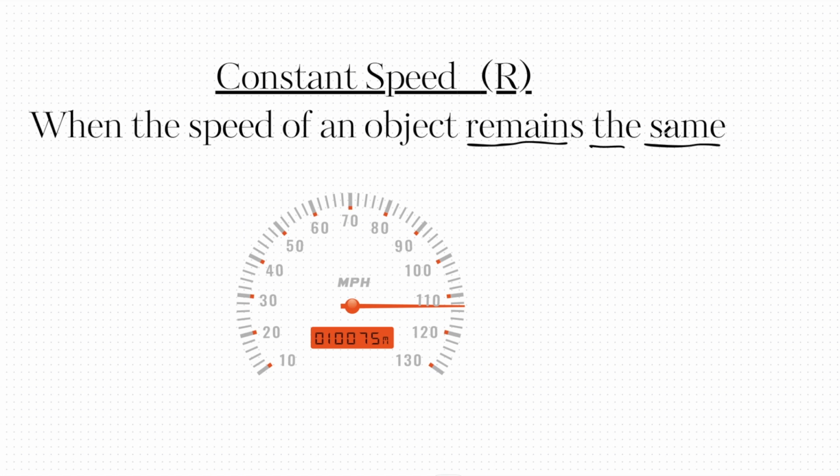Imagine a car driving exactly 70 miles per hour for a long period of time. Not above 70, not below 70. Some cars have something called cruise control, where you push a button and the car keeps going at the same rate of speed for a long period of time. That's what constant speed is. So again, the speed does not change.